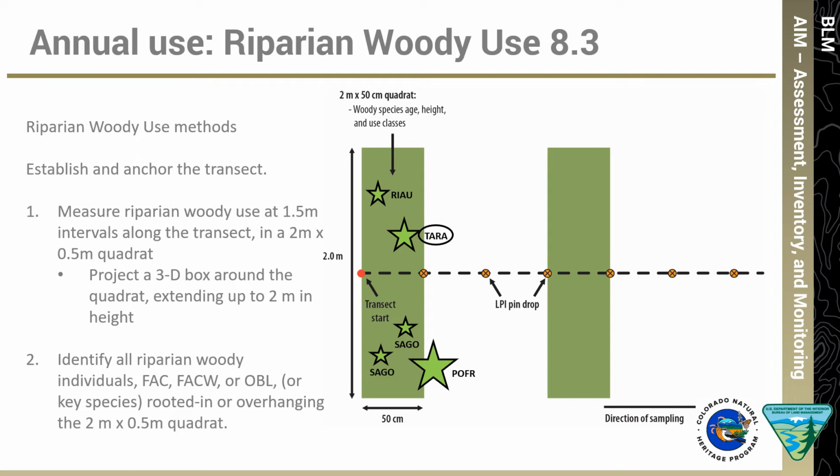Mentally project a 3-dimensional box through the vegetation around the 2 meter by half meter quadrat and extending to 2 meters in height. This is the area for assessing woody use.